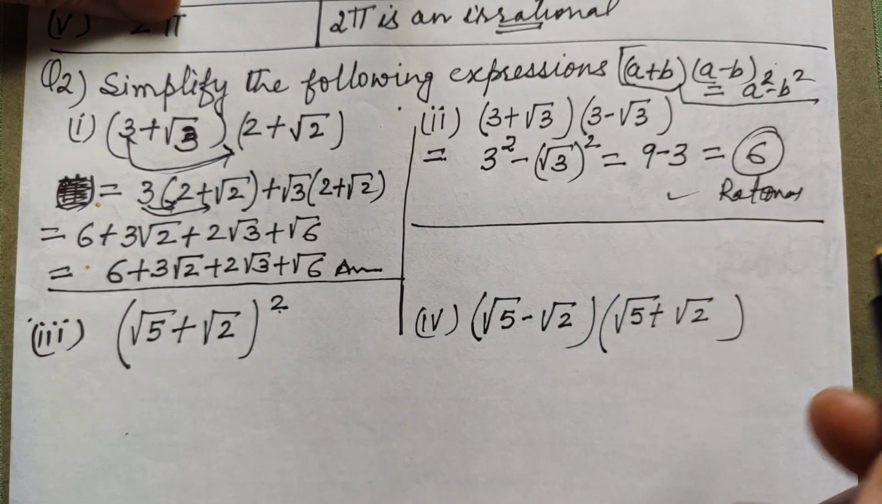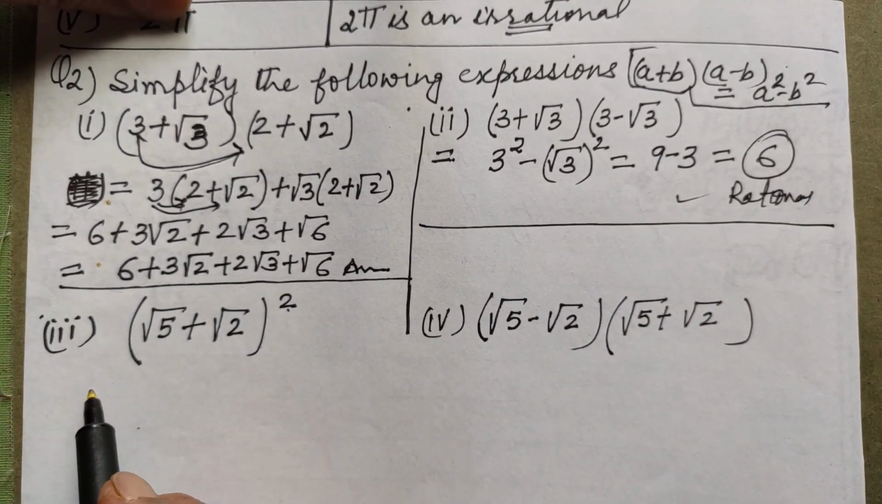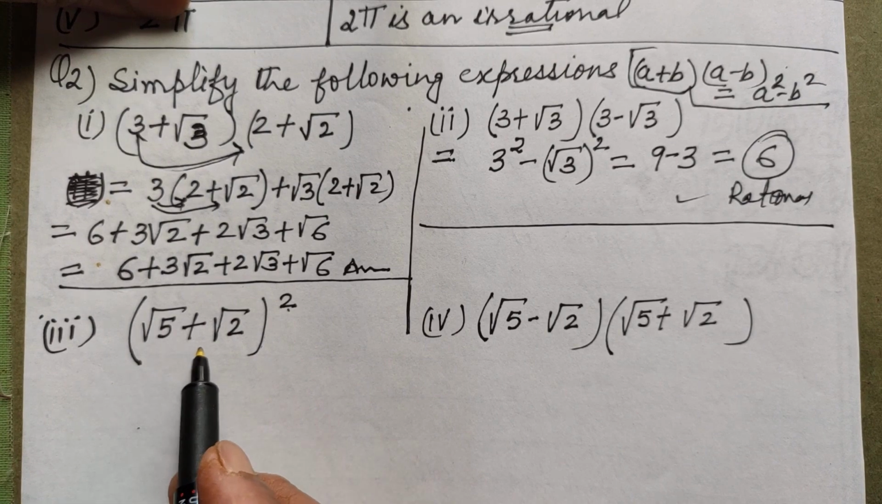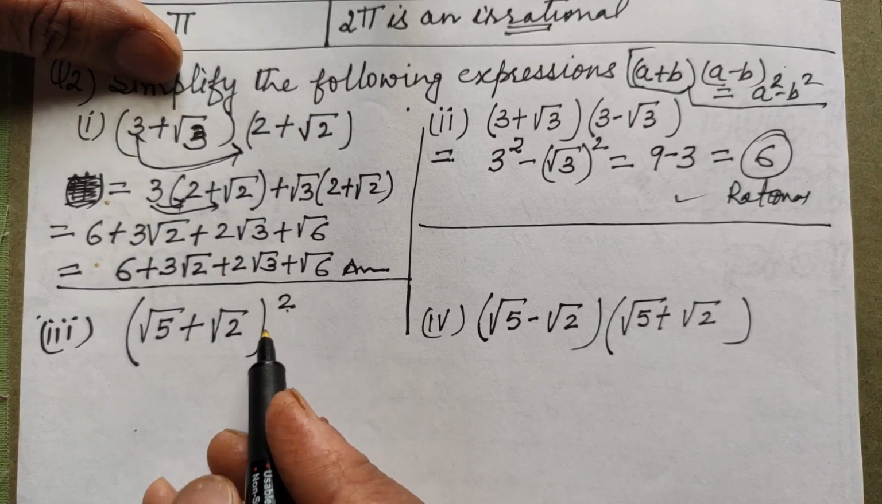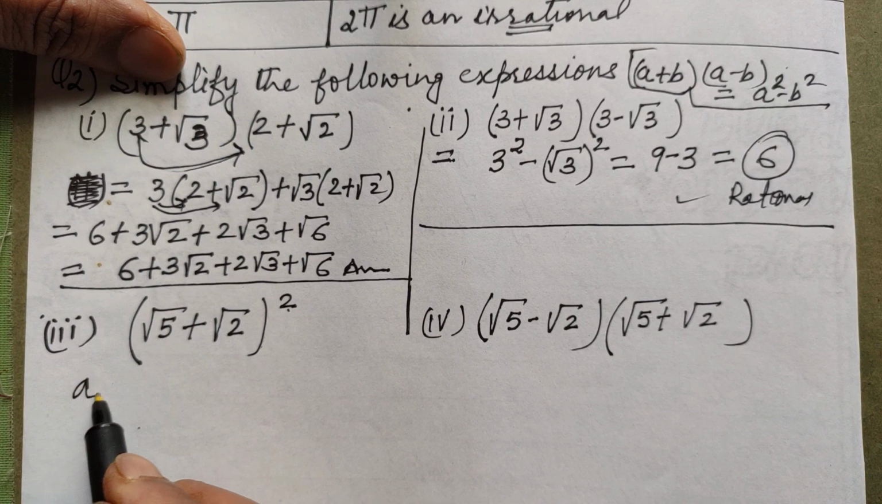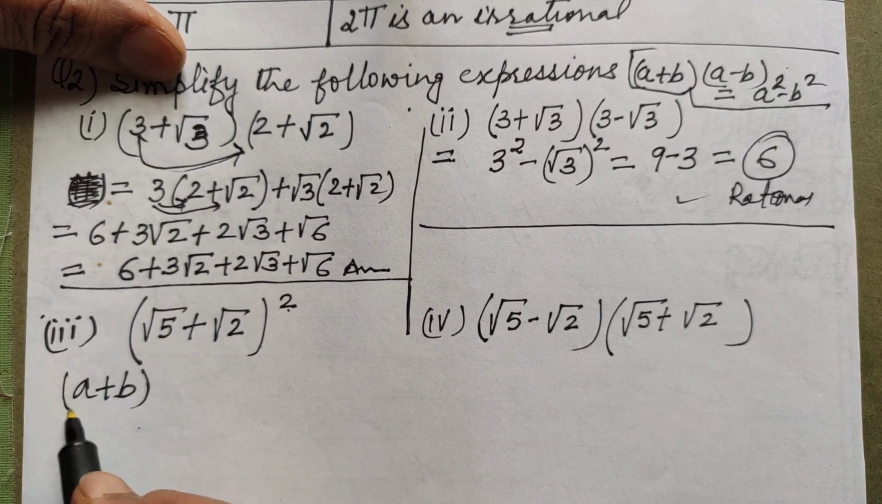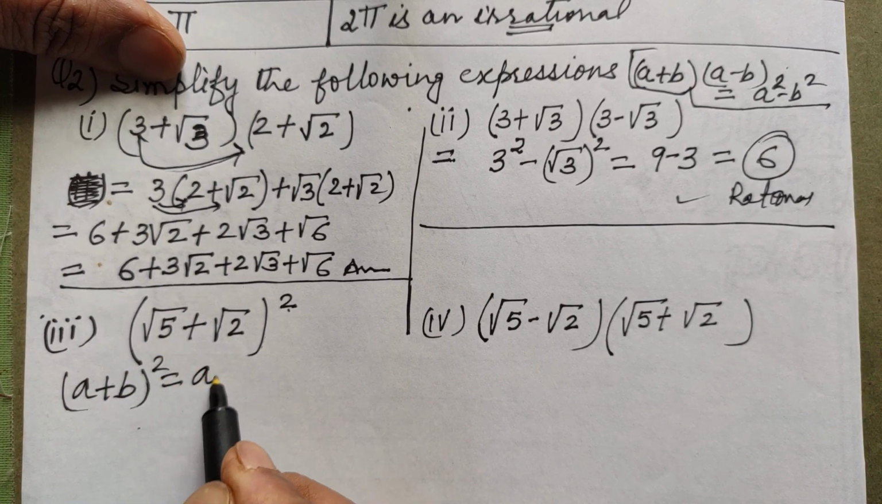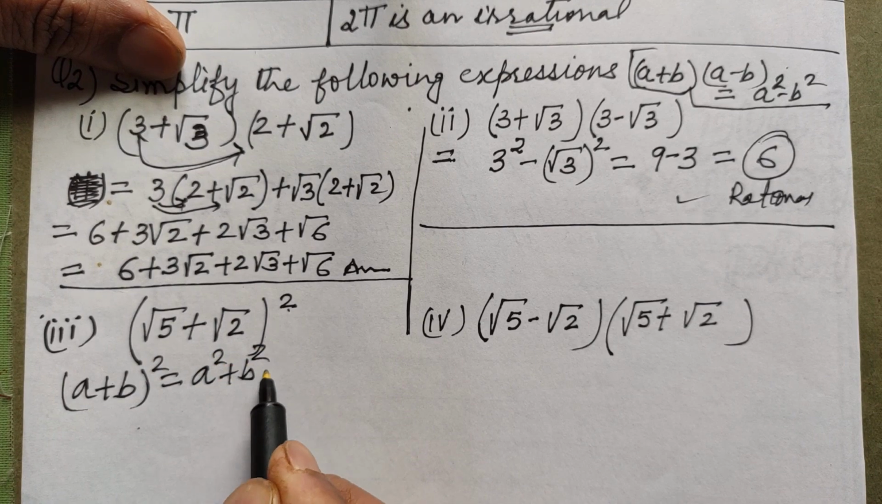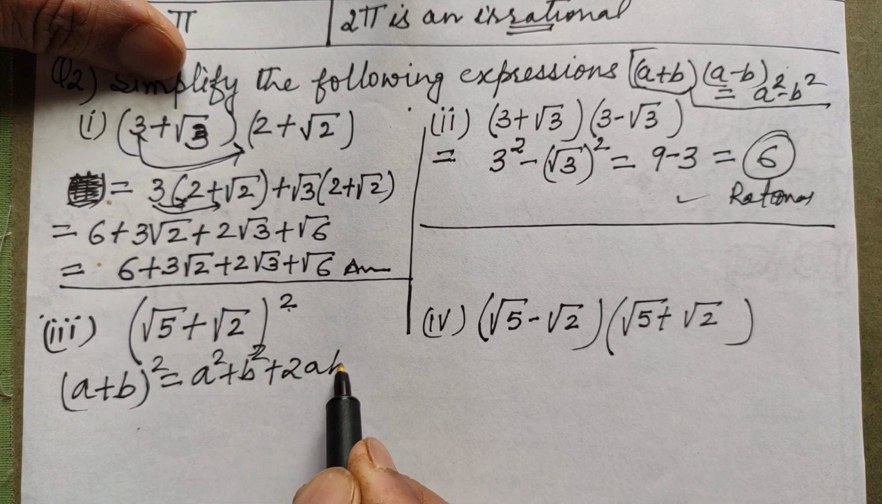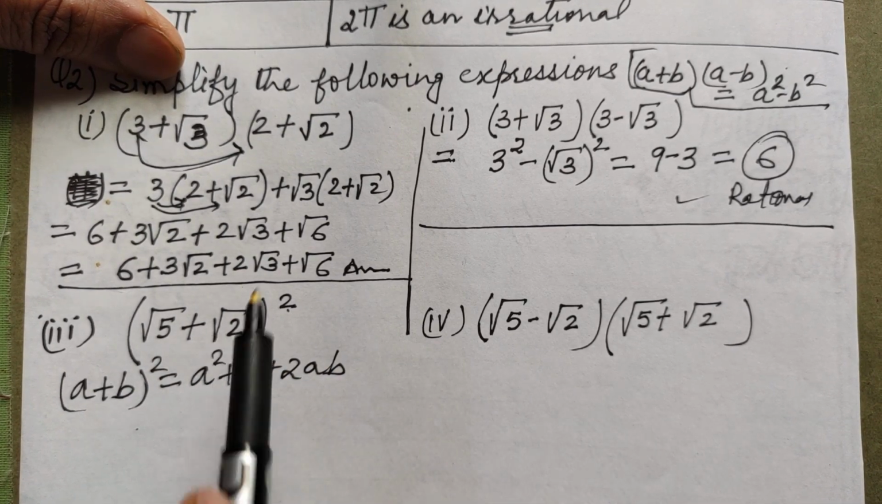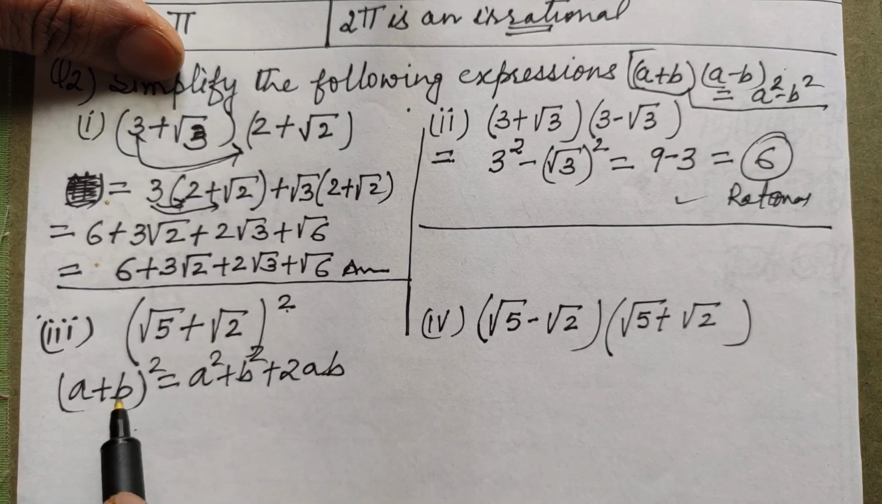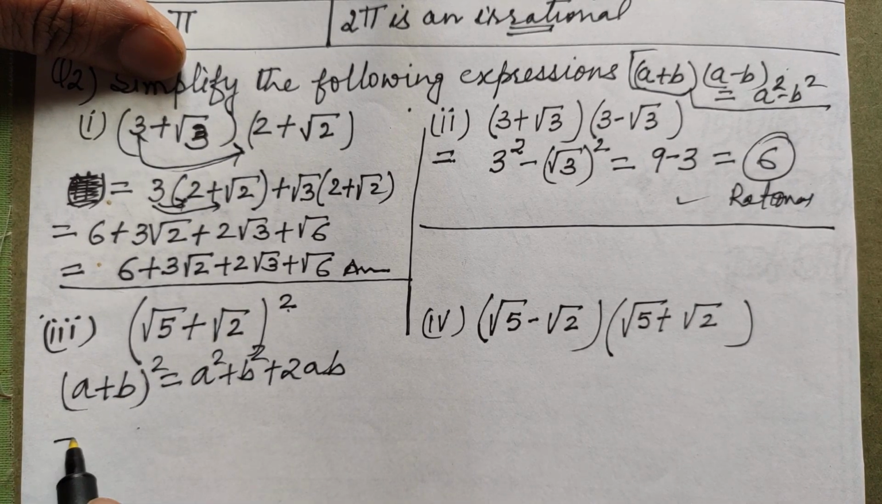Okay, now come to the third part. Root 5 plus root 2 whole square. Choice is yours. You can apply this identity. A plus b whole square is a square plus b square plus 2ab, or you can multiply by the simple multiplication method. I am applying the identity.